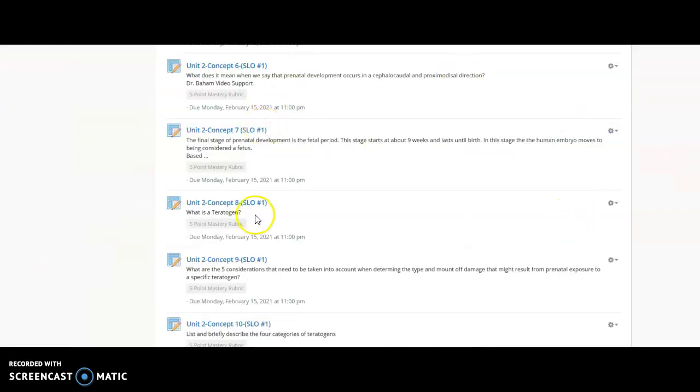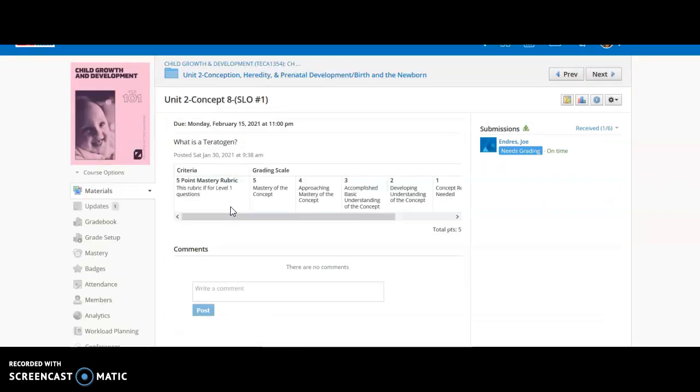Unit 2, Concept 8 is: what is a teratogen? I'll have students who hear this term for the first time and they're like, what is a teratogen? Teratogens are things you have heard of all your life. They are environmental factors, which means they are external factors. When it's an internal issue that causes a developmental change to an infant, that's going to be a genetic disorder type situation.